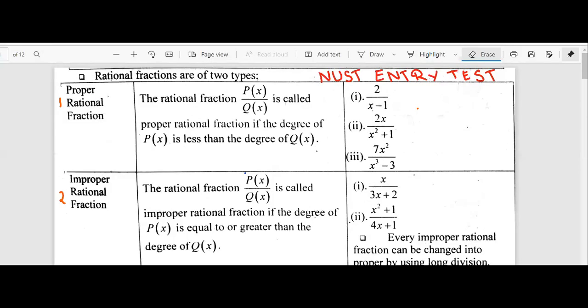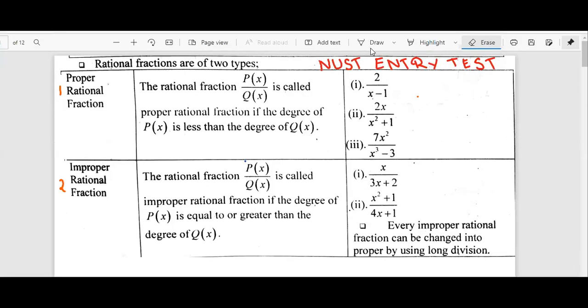Right. So whenever we talk about partial fractions, we should know that we have two types of partial fractions. One is proper and the other one is improper. So let's talk about the proper ones first.